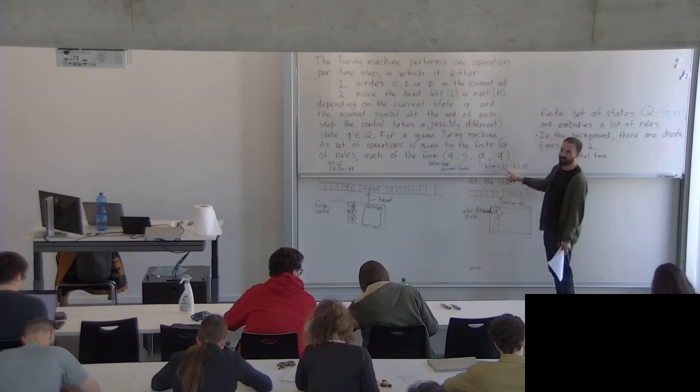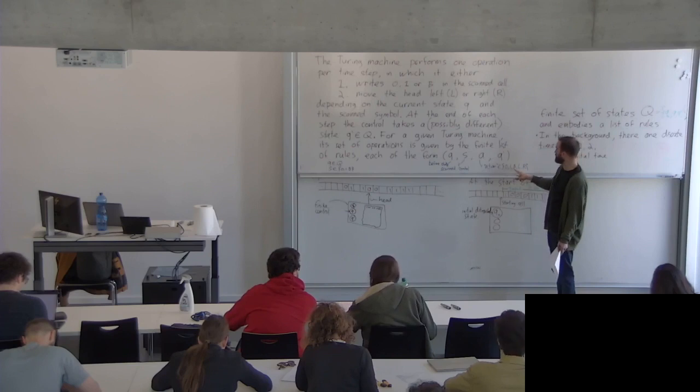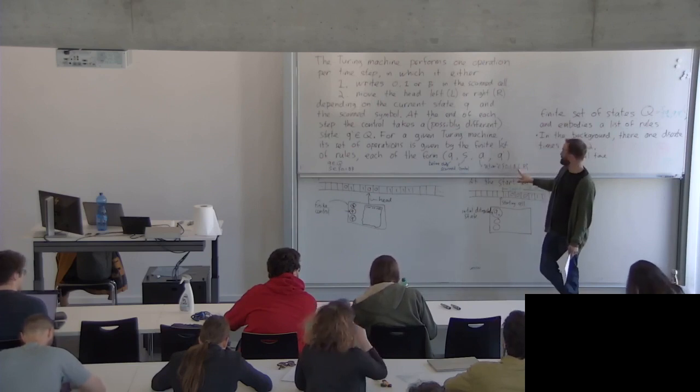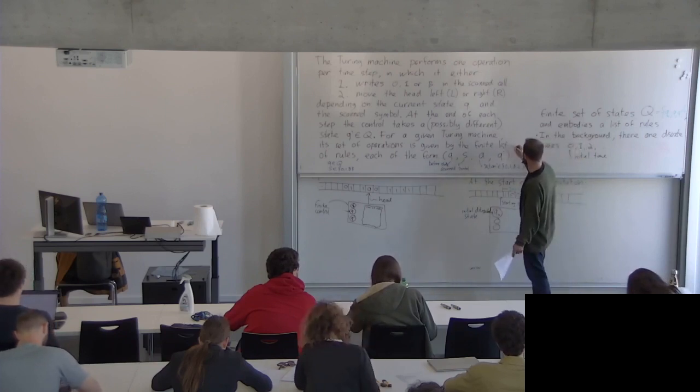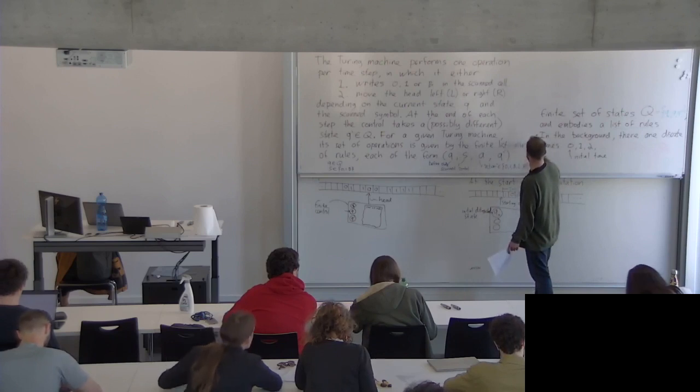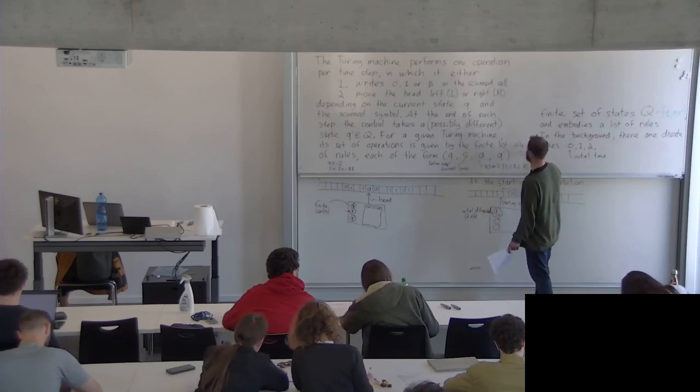If the action is 0, it means you write a 0. 1, you write a 1. B, you write a blank. L, you move the head to the left. R, you move the head to the right. And Q prime is going to be the after state. Also in Q.